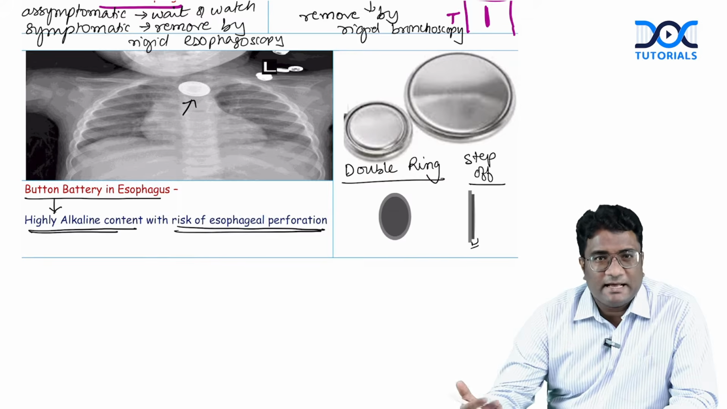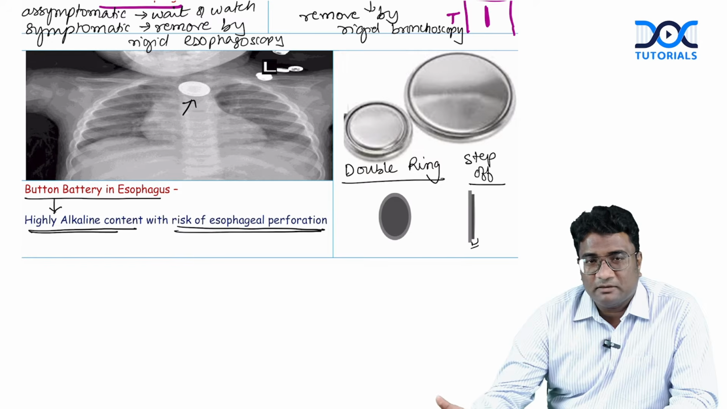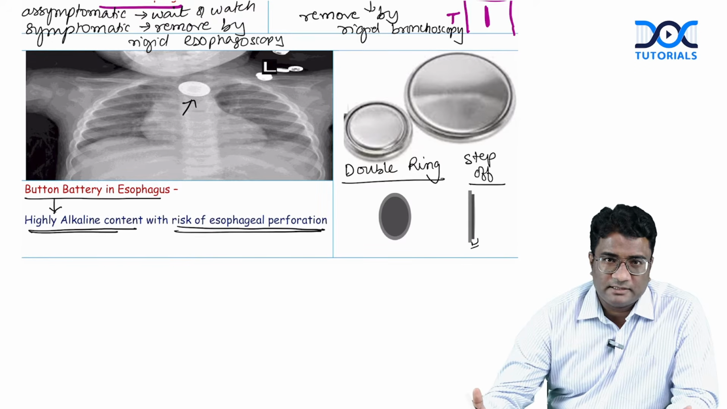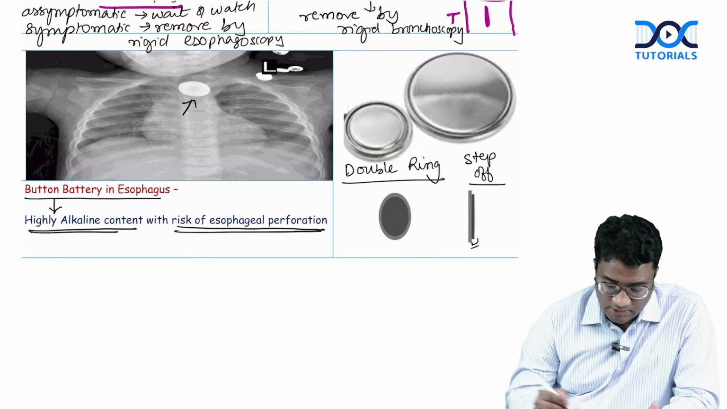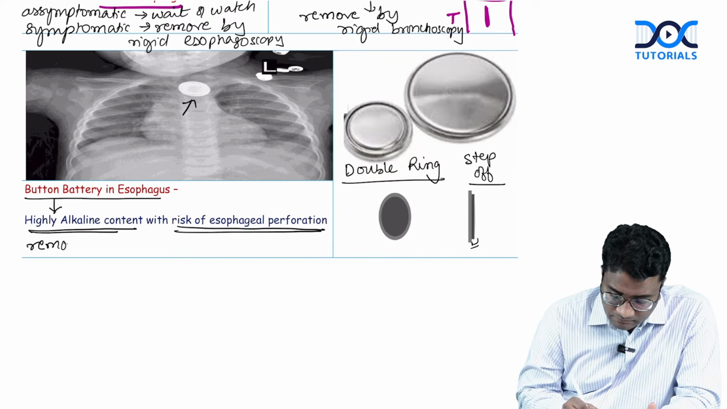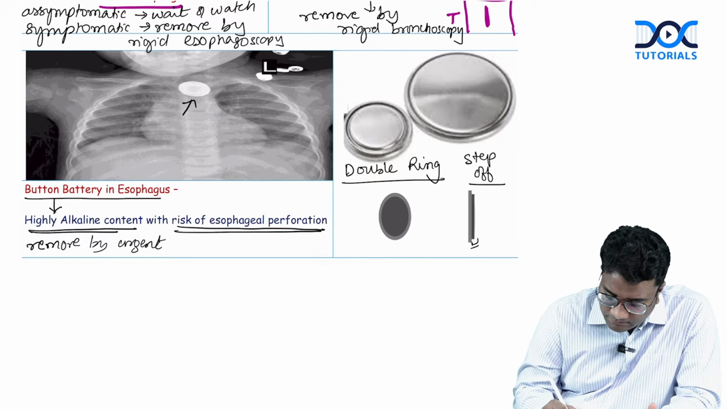In the stomach, we have acid, which neutralizes the alkali. So we are not worried as much in the stomach as we are in the esophagus. So a button battery in the esophagus is a more important emergency. You have to remove it by urgent esophagoscopy.